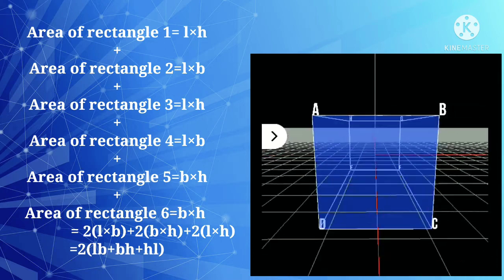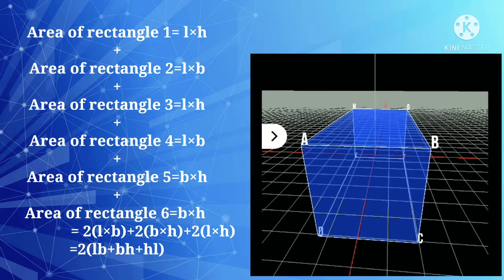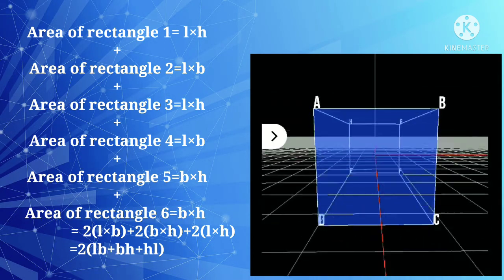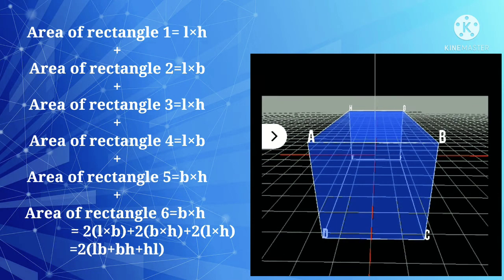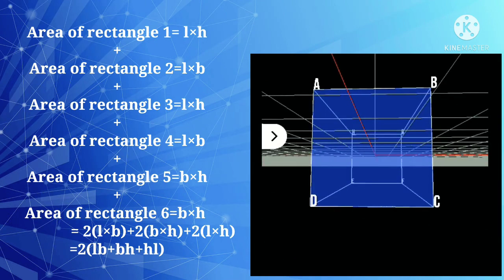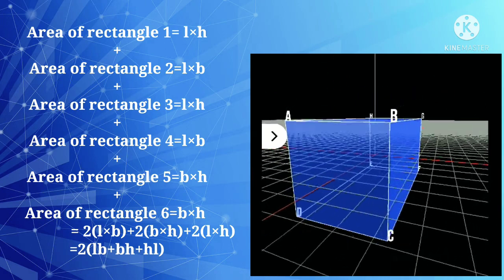Similarly, ABCD is one face, and another is HCFE. In ABCD we consider AB as the breadth and AD as the height. So what do we write? Breadth into height. This type of breadth into height has two faces: one is ABCD and another one is EFGH. So we write two times.